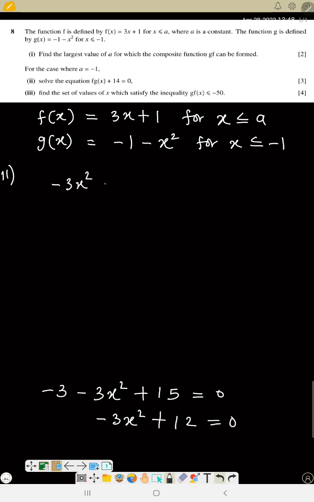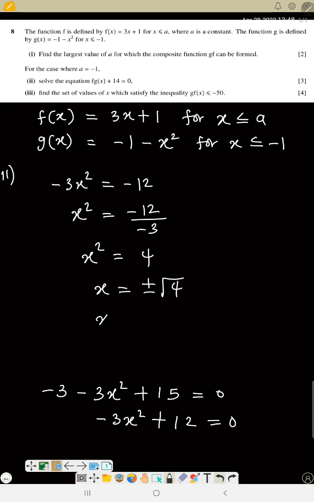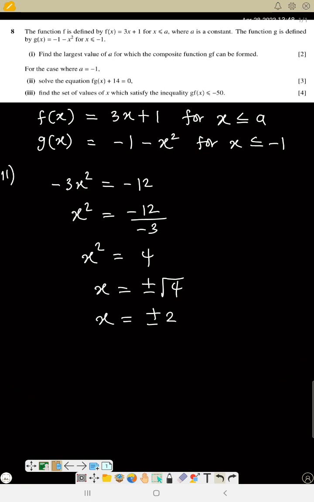So minus 3s squared is equal to minus 12. So s squared is equal to minus 12 over minus 3. S squared is equal to 4. So s is equal to plus or minus square root of 4. S is equal to plus or minus 2. So this should be the value of s, but we have a restriction in the question, that is for s is less than or equal to minus 1. So that means I have to ignore plus 2.